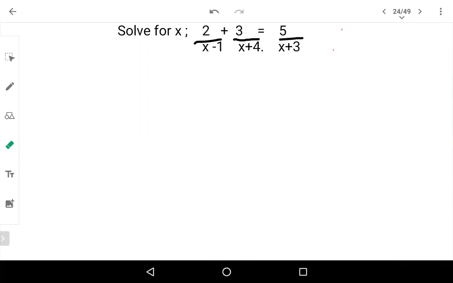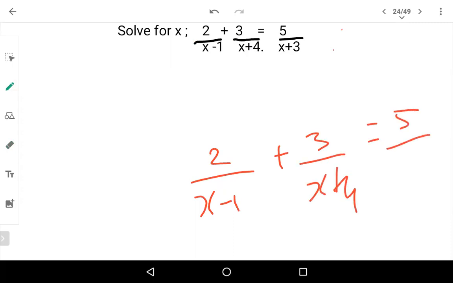Okay, great. Now let's go to the next problem. I'll explain how to do this and I want you to try this problem. So let us see. You have 2 divided by x minus 1 plus 3 by x plus 4 is equal to 5 by x plus 3. For now, let us not think about this. First, we will solve the LHS. Here you have two expressions, x minus 1 and x plus 4. Now to find the LCM, what were we doing? We were multiplying the denominators.